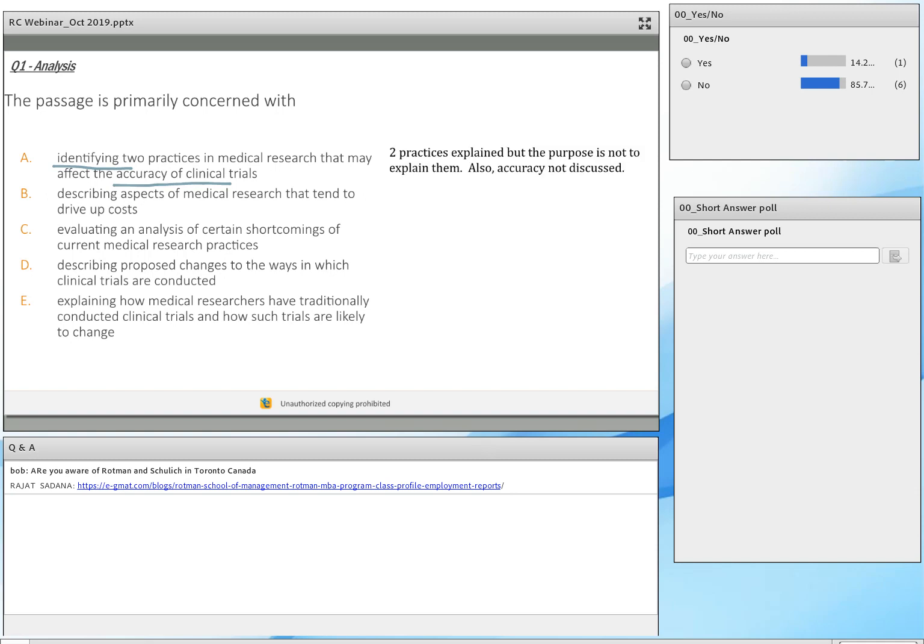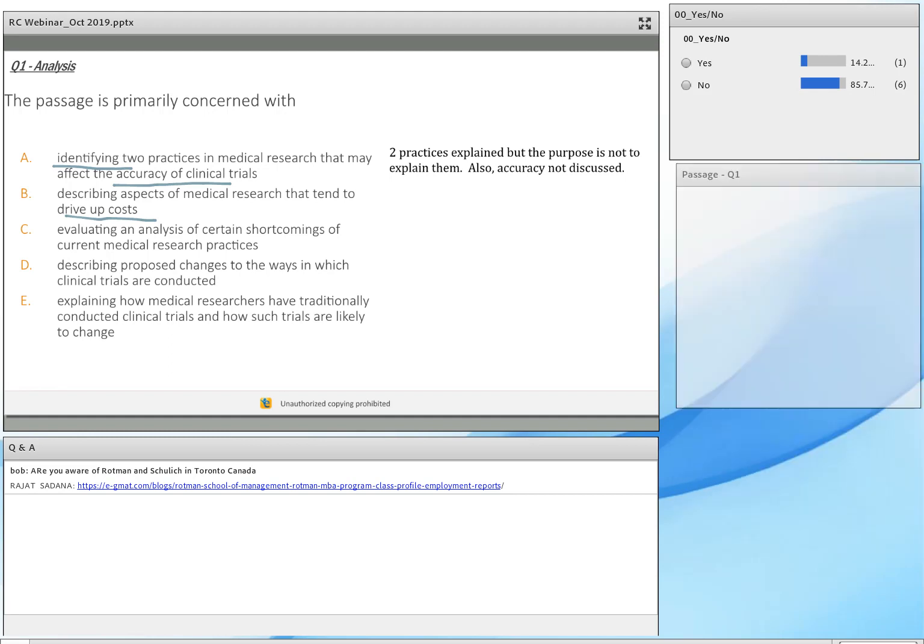So let's move forward. Describing aspects of medical research that tend to drive up costs. Yes, that is done, but in a very small part of the passage. That's not the entire gist of the passage. Okay, let me get a question over here as well. No one selected choice B, so that's good. Then let's talk about choice C.